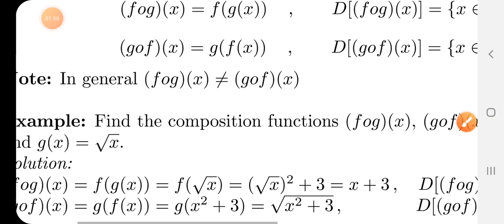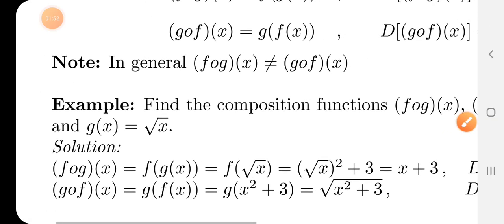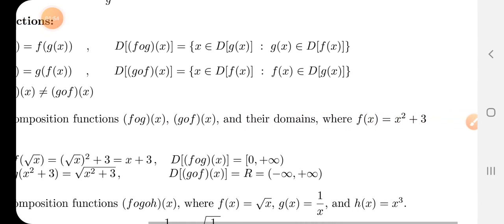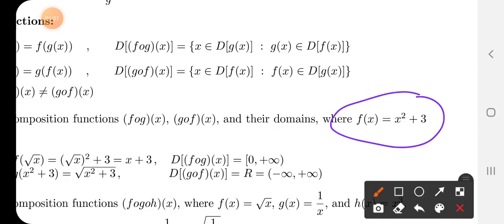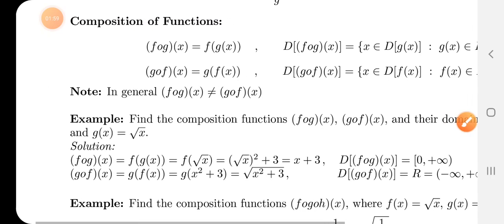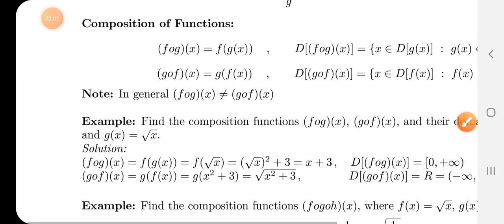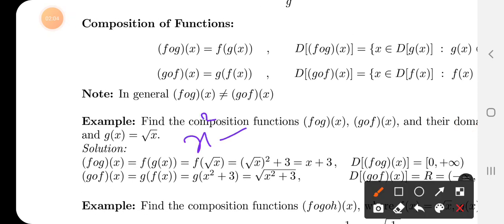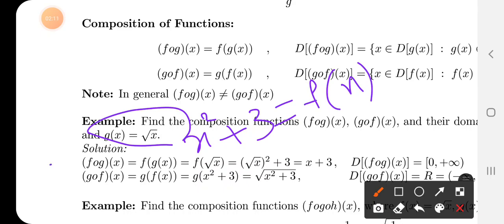First let's find f of g. So how do we find it? What is our f? Our f is this function. This is our f, x squared plus 3, and this is g. So first of all, in f of g, f is the outer function and g is the inner function. And what is g of x? It's given, so we can replace the value of g of x here, square root of x.